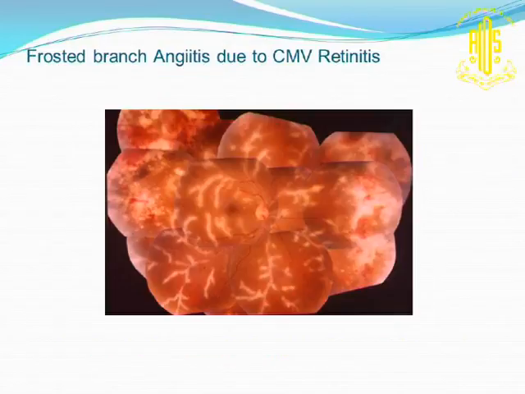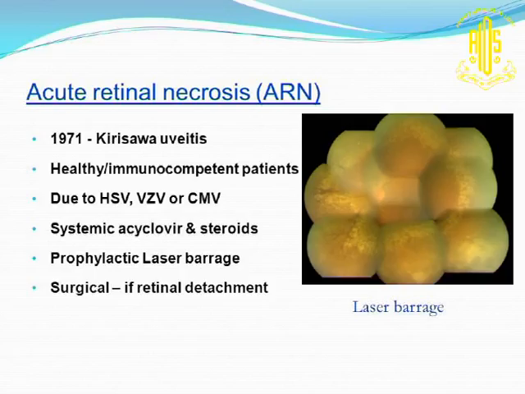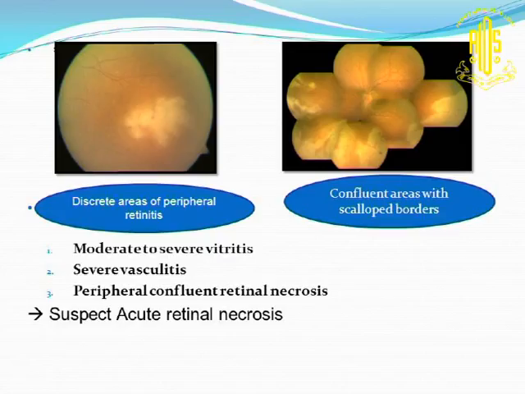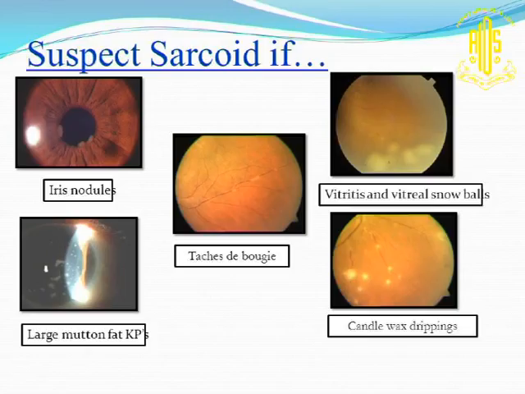And here is frosted branch angiitis due to CMV retinitis. You can see that retinitis and the veins and arteries are involved. CMV retinitis with retinal vasculitis. Acute retinal necrosis can be due to HSV, VZV or CMV, and here also one can have retinal vein occlusion. Discrete areas of peripheral retinitis, confluent areas with scalloped margin are seen in the late phase.